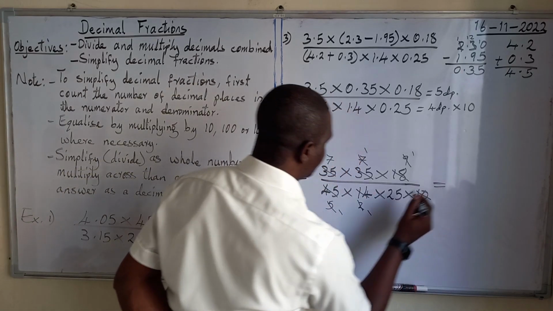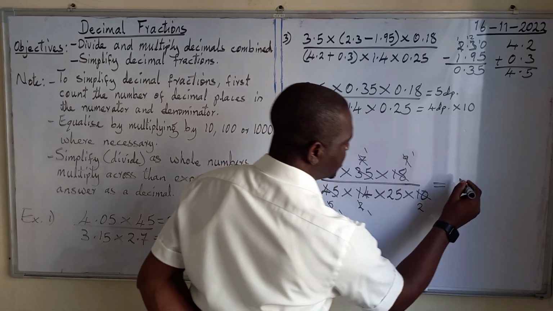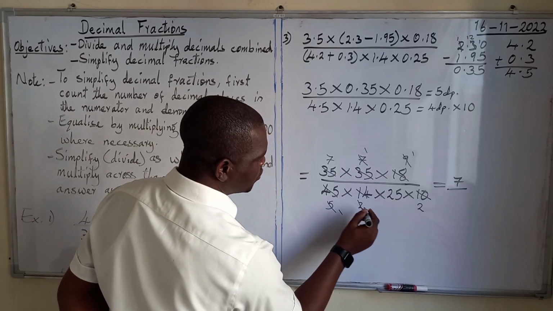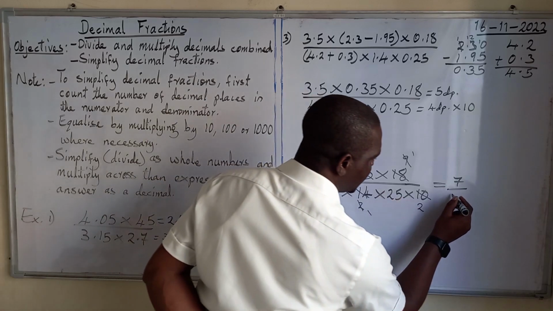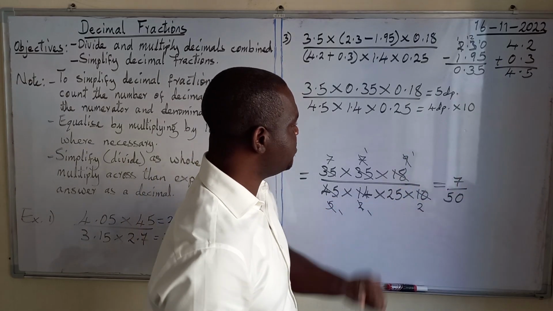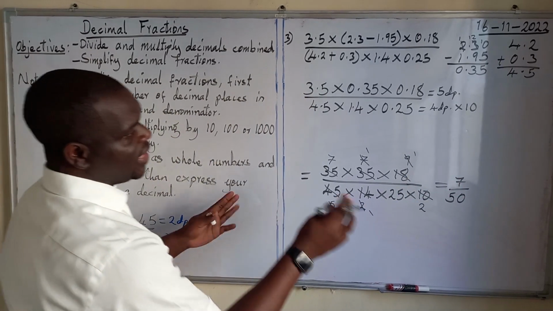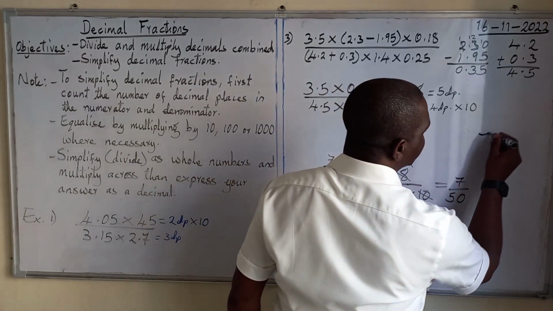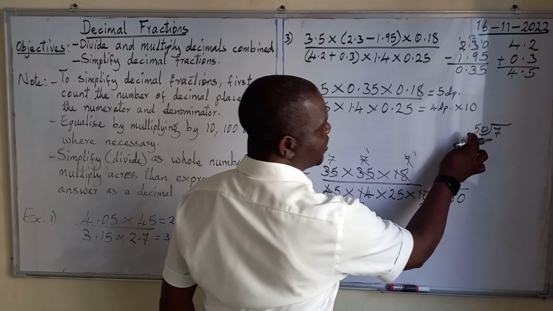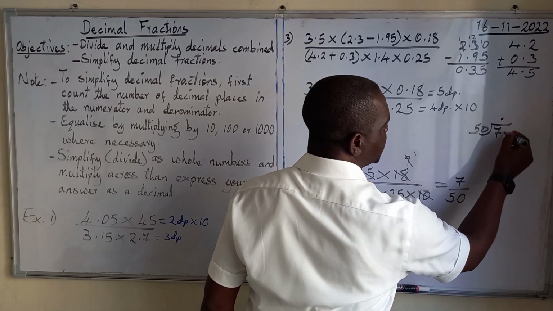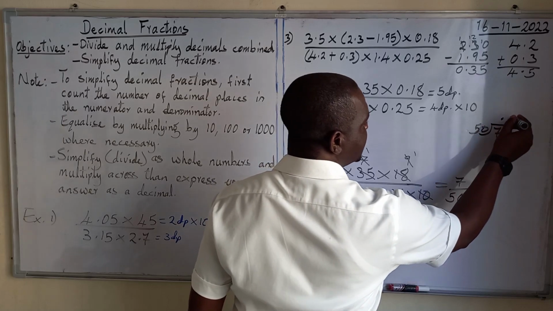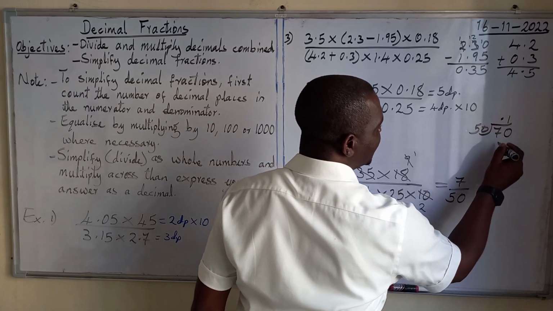So we multiply across. 7 times 1 is 7. And below we have 25, 1 times 1 times 25 times 2 is 50. We have to express our answer as a decimal. So we go somewhere and work this out. That is 7 divided by 50. 7 cannot divide 50. You fix a decimal point and affix a 0 here. 70 divided by 50 is 1 time. 1 times 50 is 50.